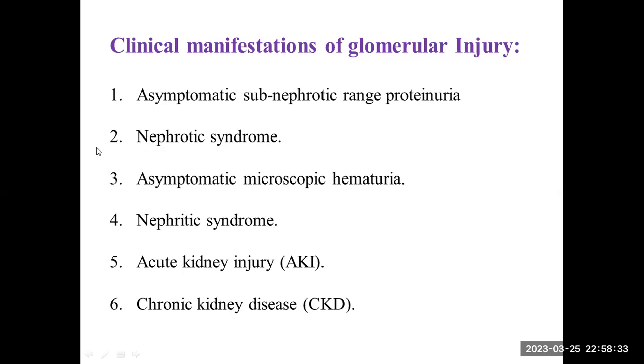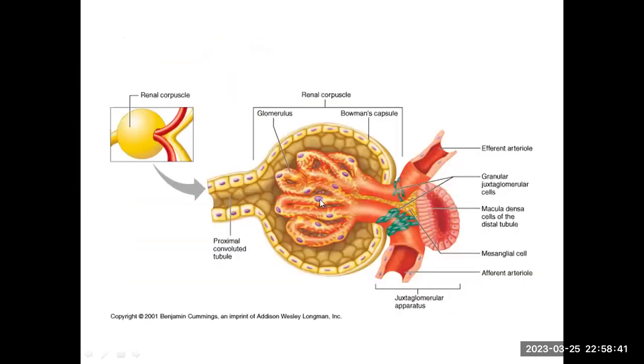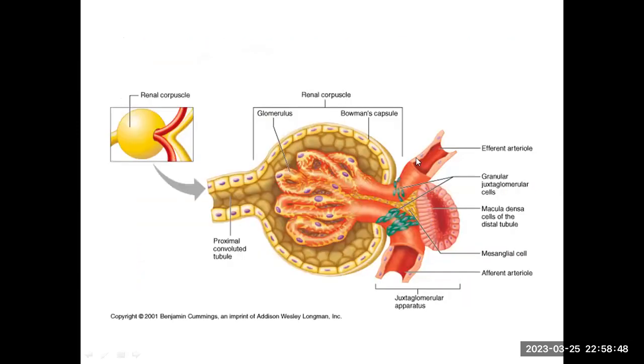Then after that, in more severe cases, if the injury to the glomerulus is more severe and there is more pronounced inflammation in the glomerulus, in the first two patients, the asymptomatic patient and the patient in nephrotic syndrome, on examination under microscope, when you examine the biopsy specimen, you might not detect significant inflammatory changes in the glomerulus.